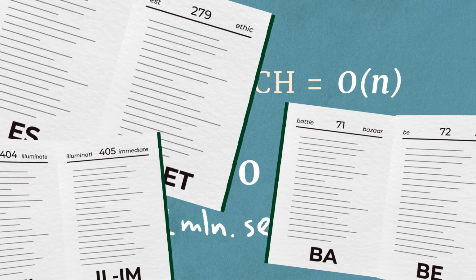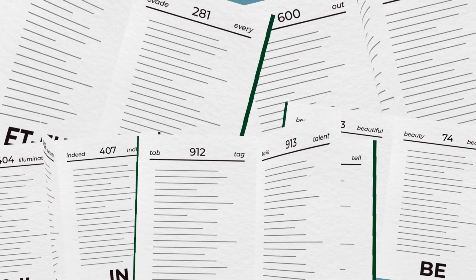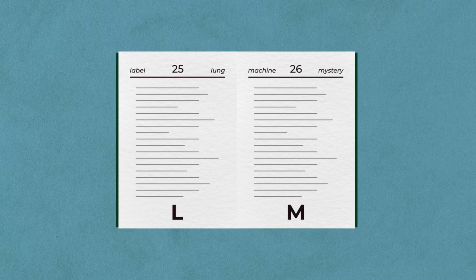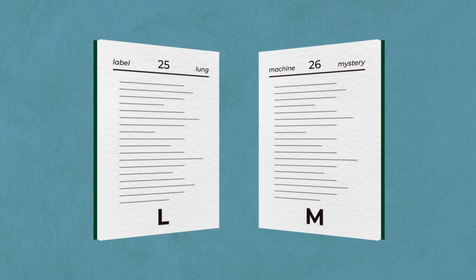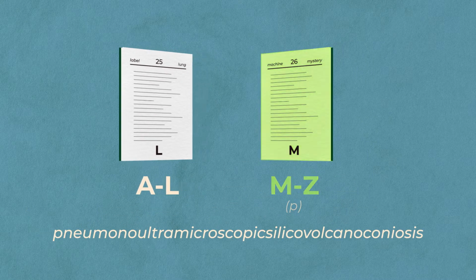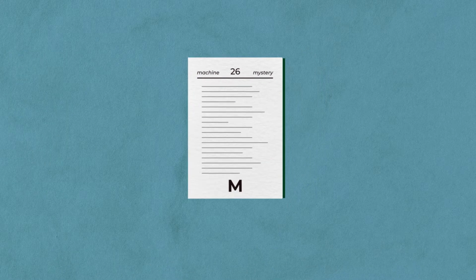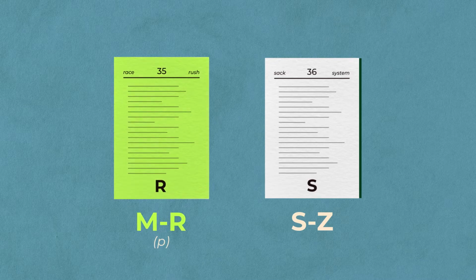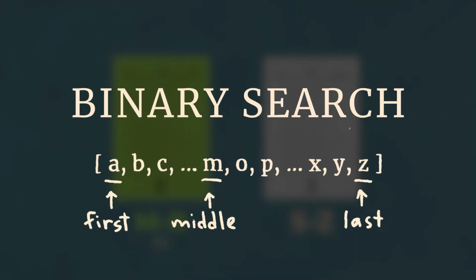After flipping through hundreds of pages, you realize this is madness and close the book. There must be a faster way. Yes, actually, if you open the book right in the middle, you'll have two equal or almost equal parts. The word you need is in one of the halves, therefore you can easily get rid of the other part. This process can go on and on, narrowing down the range. This technique is called binary search.